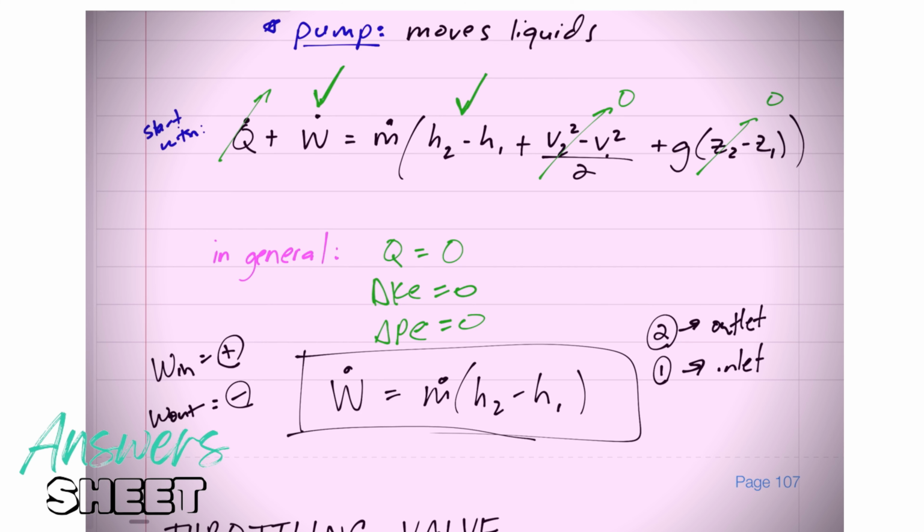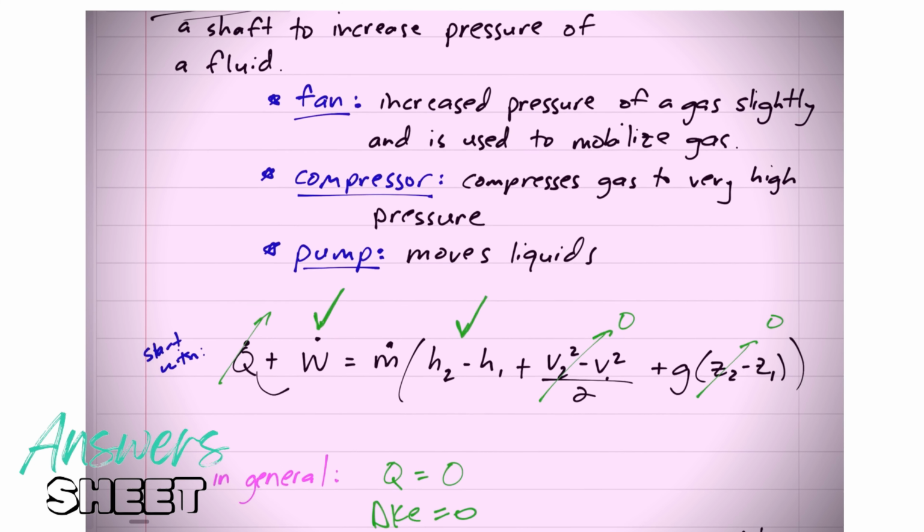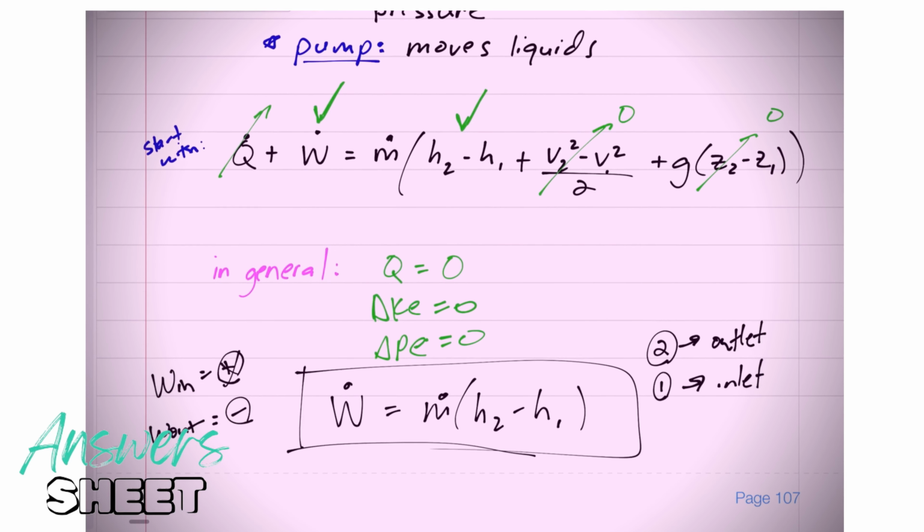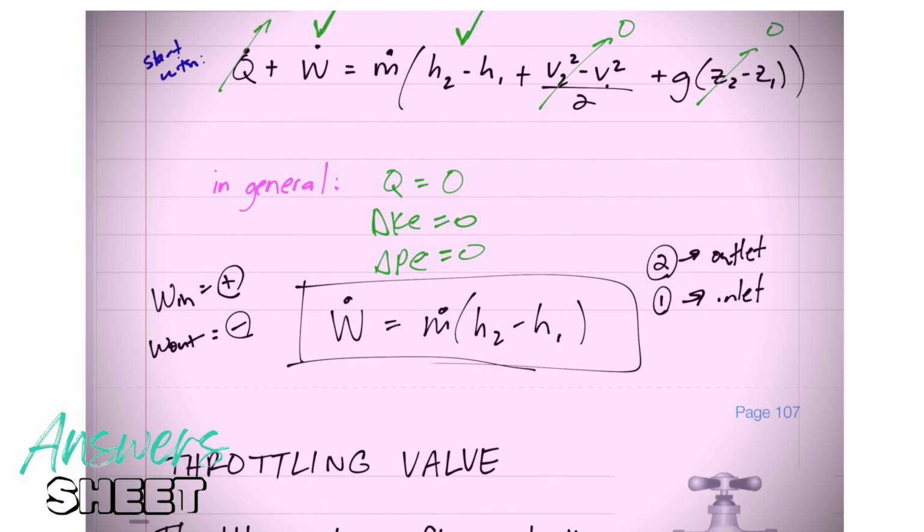That's the way that I define it, which is why I've got Q plus W. The book might do it opposite. They'd say Q minus W, and they would put minus and plus, but you see how we would both work out to the same answer. I'm putting Q plus W, and I'm saying work in is positive, work out is negative.